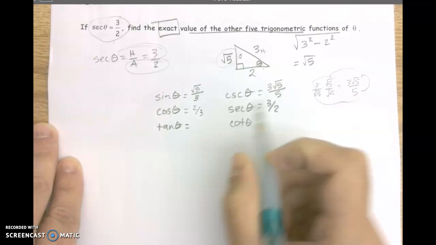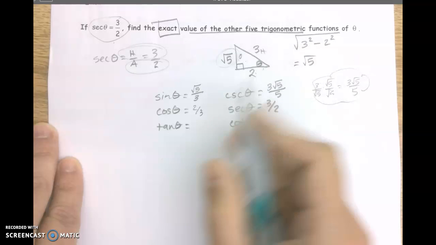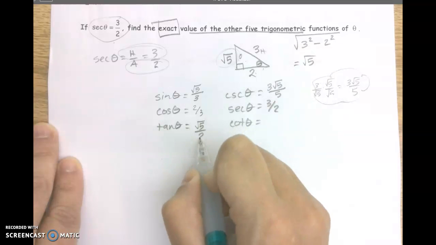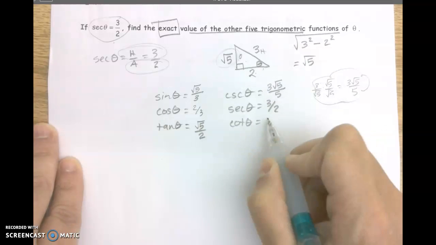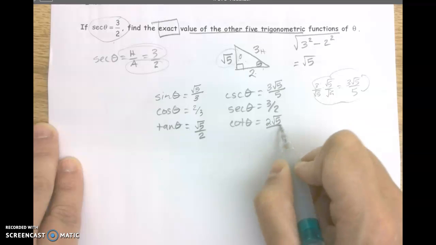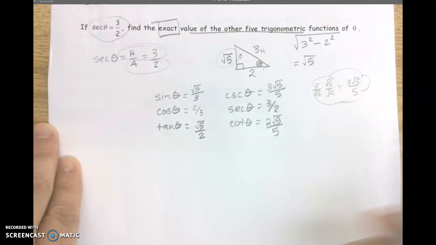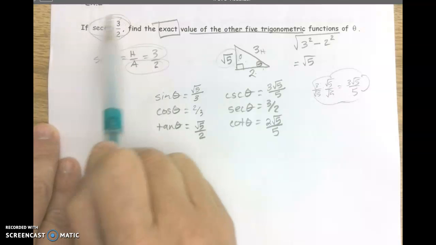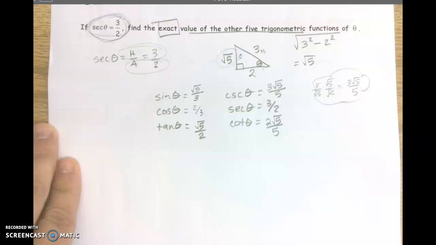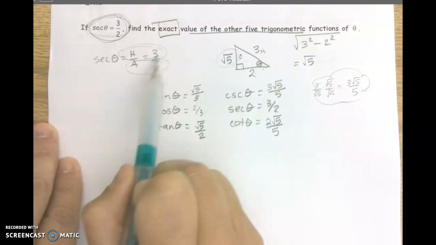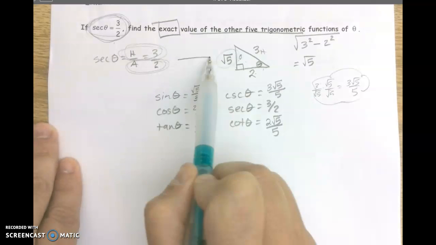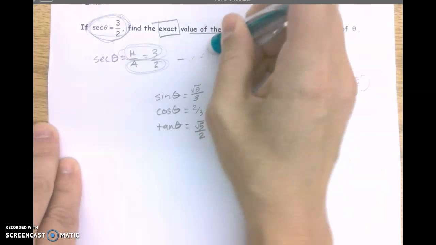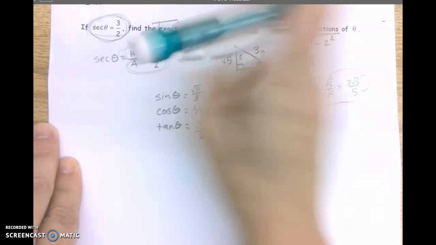All right, then tangent is going to be opposite over adjacent, which is the square root of 5/2, and the cotangent would be 2 square roots of 5/5. And so this is really kind of like a puzzle because it gives you just one equation, and you're to get as much information about this triangle as possible. So use the clues and set it up.